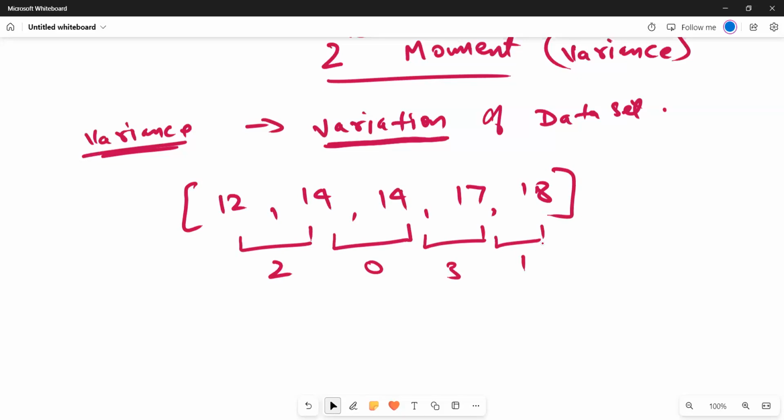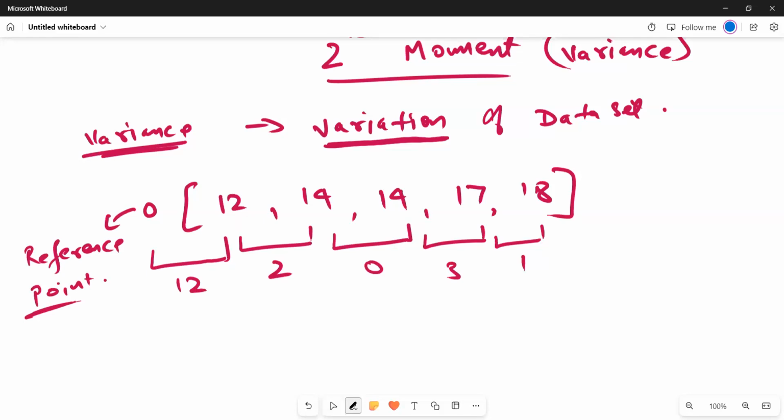Now, the thing is, if you calculate variation with respect to 0, the first data point that you have will have a very high variation. The difference between 0 and 12 is 12, but the difference between 12 and the next digit is only 2, because 0 is the reference point here. Every counting starts with 0.